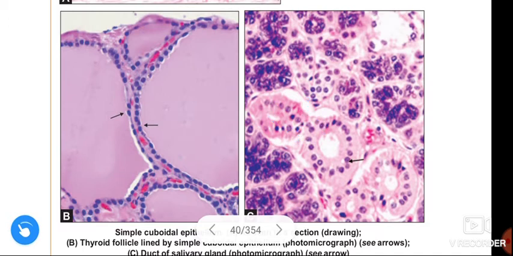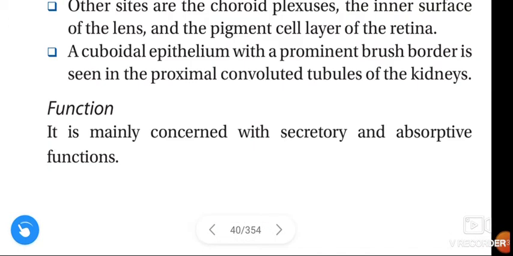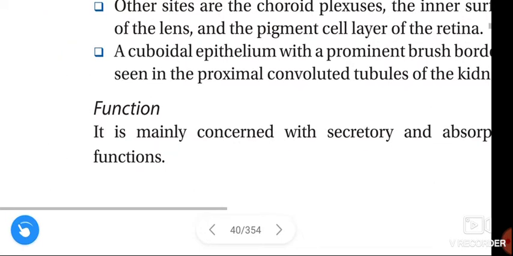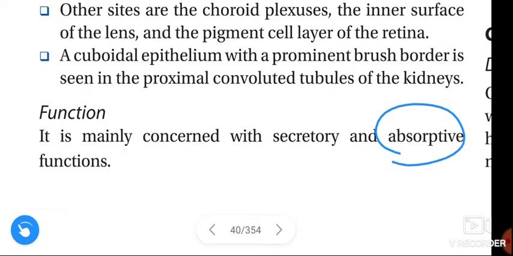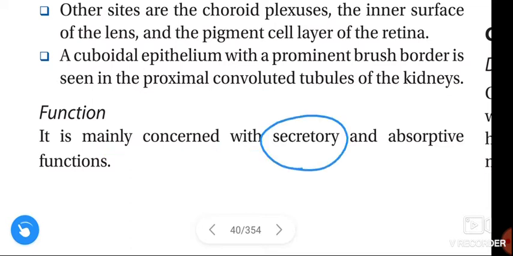Next, function of simple cuboidal epithelium. The main function of the simple cuboidal epithelium is that it is mainly concerned with secretory and absorptive functions.